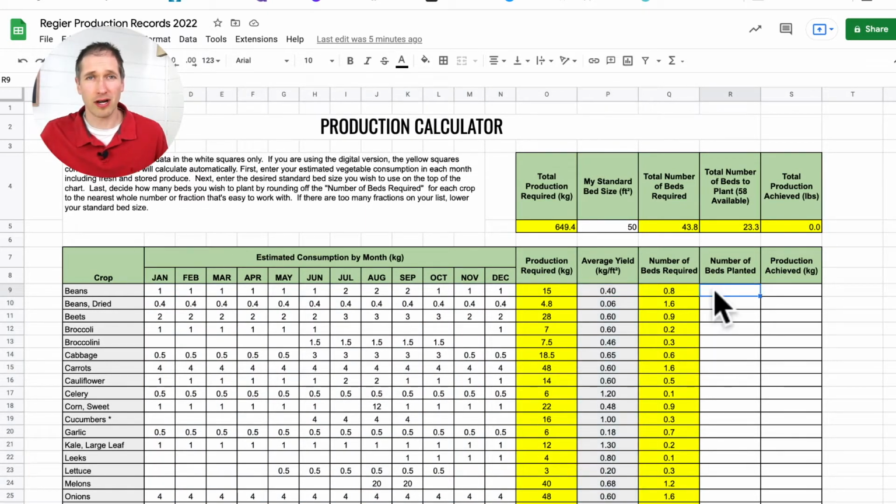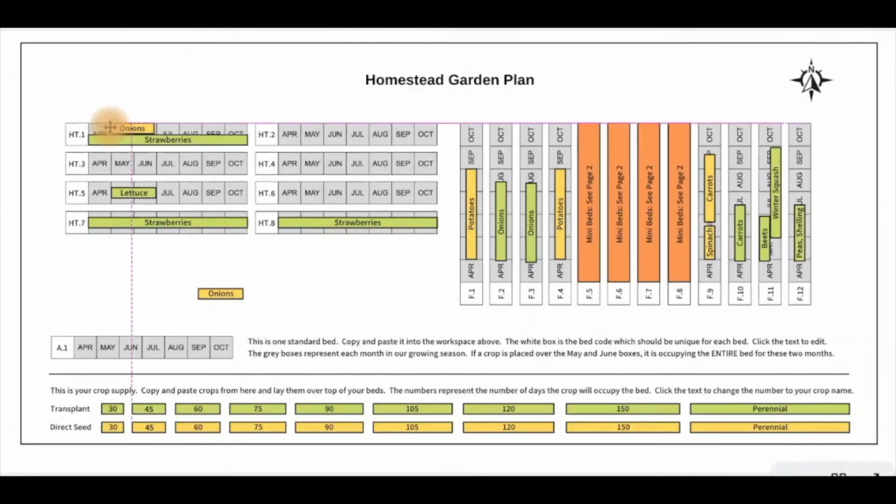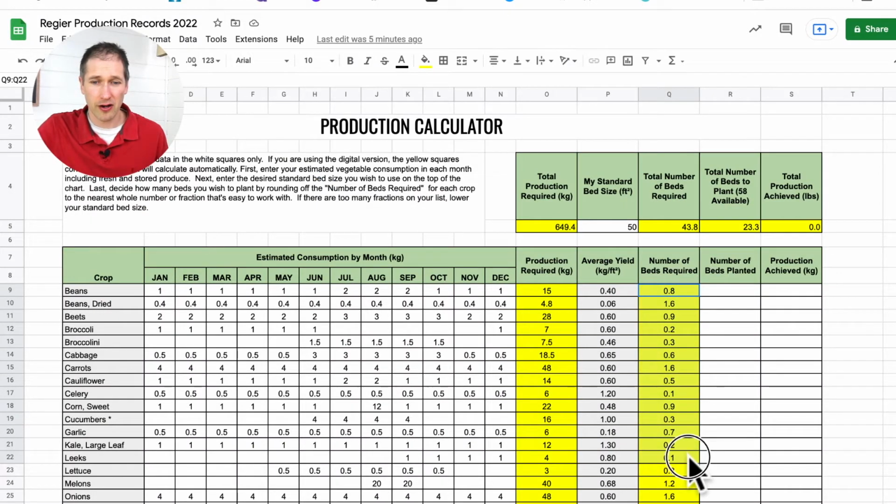So now let's talk about how we tidy up this data so it's really easy to work with when we start to put together our garden plan. Because even though these numbers are in the right range right now, I don't want to plant 0.8 beds of beans or 0.6 beds of cabbage or 0.1 bed of celery. So the first thing that I'm going to do is round all of these numbers to whole numbers.